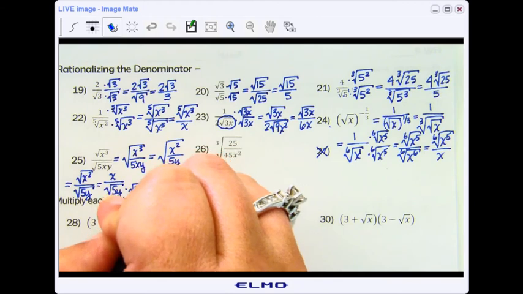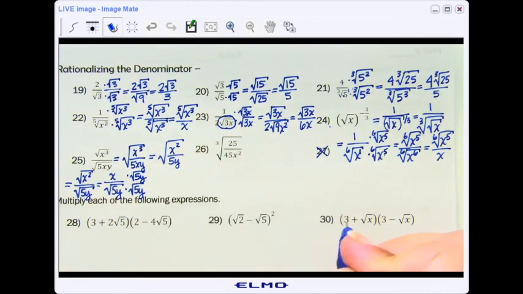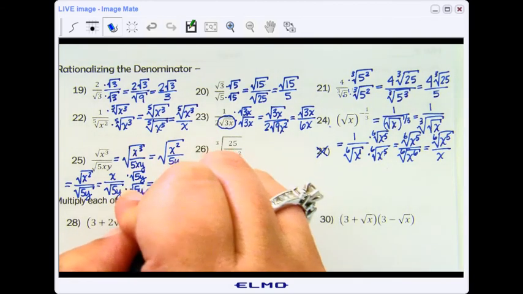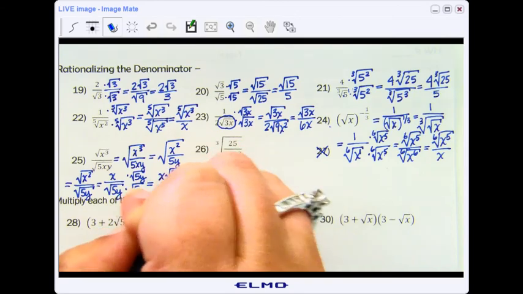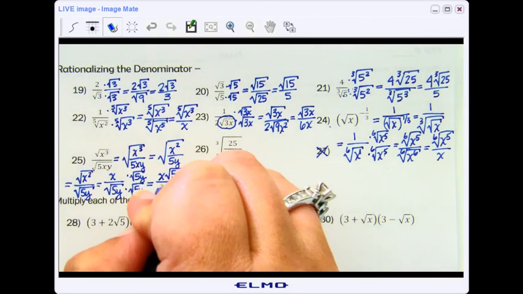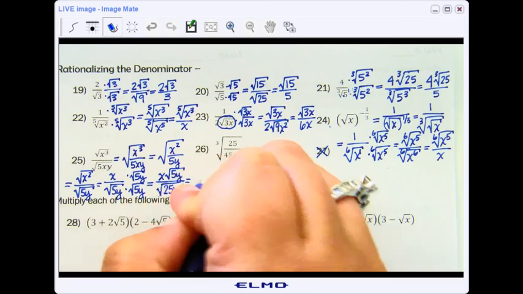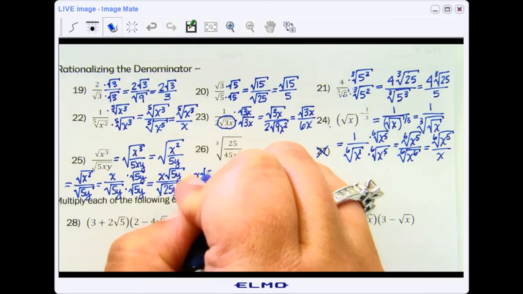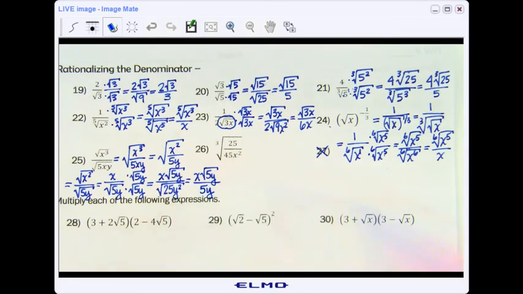So I'm going to multiply the top and the bottom by the square root of 5y. This gives me x times the square root of 5y over the square root of 25y squared, which is x times the square root of 5y over 5y.